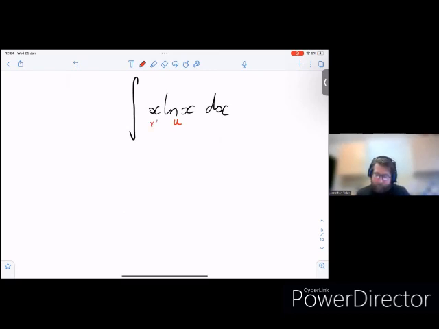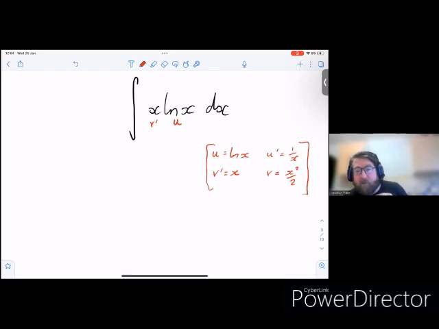Okay, so that's u and v. And so u equals log x. So u dash is 1/x. V dash is x. So v is x squared over 2. Okay, so they're all the parts we need for using this formula.